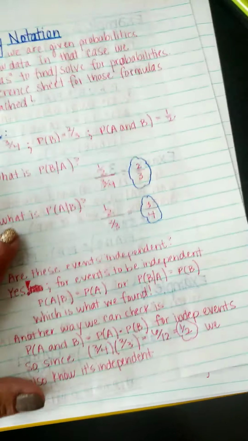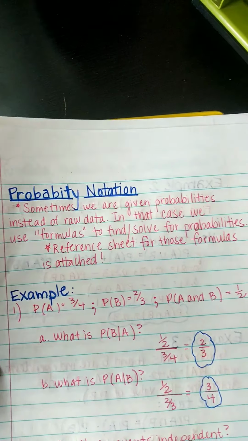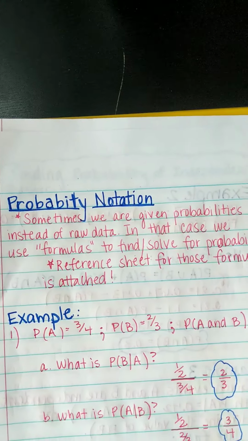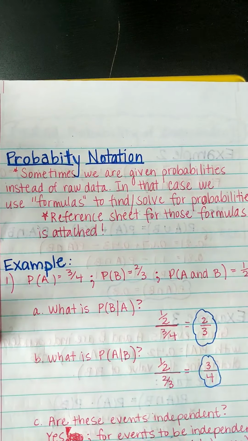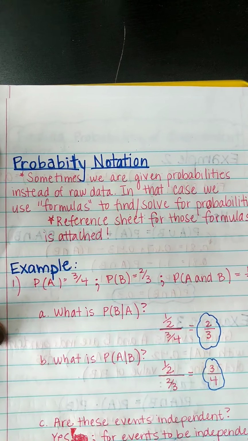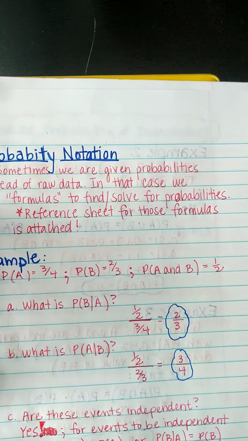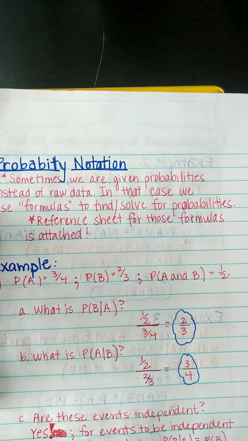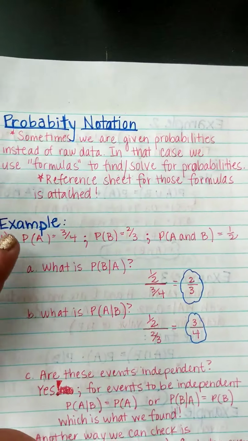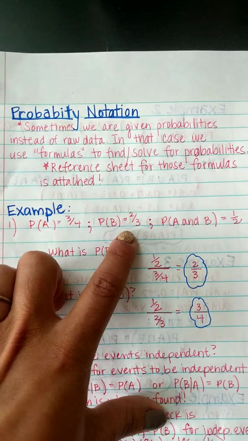Now we're going to focus some more on probability notation. I'm attaching a sheet that you definitely want to look at and use as much as possible because it gives you the formulas that have to do with probability notation. Sometimes we're given probabilities instead of raw data. In all of the examples we've done so far, we've had data tables. Now we're going to switch to being given probabilities. In this case, we're going to use formulas to find or solve for probabilities. The reference sheet for those formulas is attached to the Google Classroom, so you want to make sure you get that.